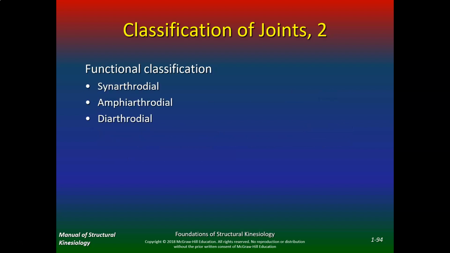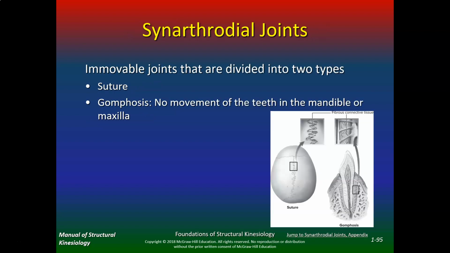Configuration of the bones. Functional classifications, you're going to have joints that are either synarthrodial, amphiarthrodial, or diarthrodial. So synarthrodial joints, they're immovable joints that are divided into two types. Either sutures, that you have those in the skull, or gomphosis, no movement of teeth in the mandible or maxilla. So your teeth shouldn't be loose unless you eat a lot of Sour Patch watermelon kids and Coke. Then you'll get gomphosis that will just erode away, and then you'll get loose teeth.